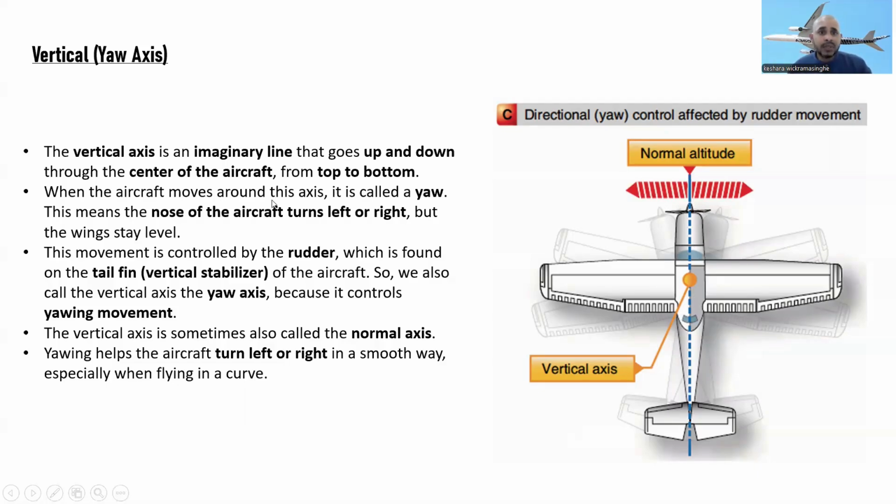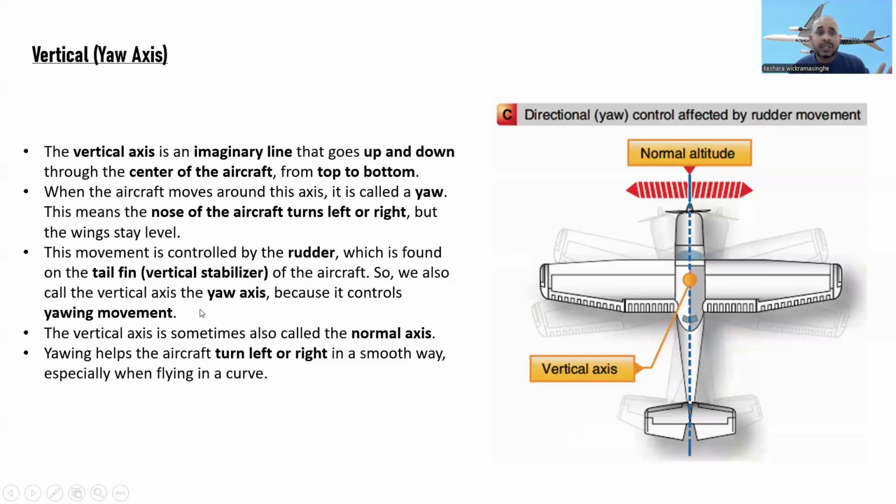When the aircraft moves around this axis, it is called yaw. You can see the aircraft moving left or right. This means the nose of the aircraft turns left or right, but the wings stay level. This movement is controlled by the rudder, which is found on the tail fin, the vertical stabilizer of the aircraft.